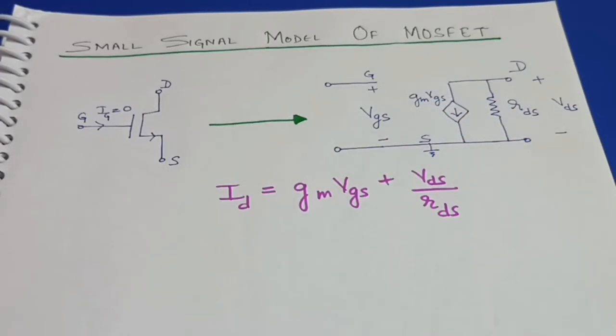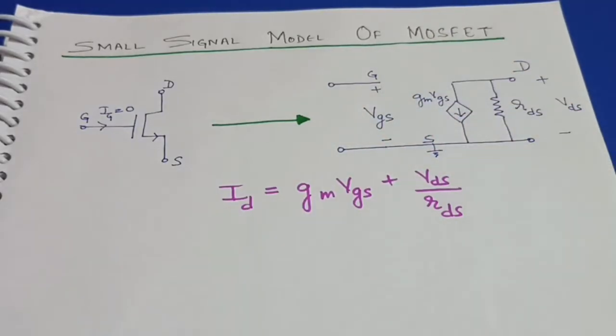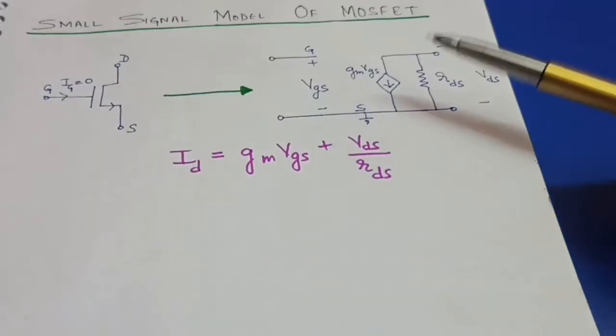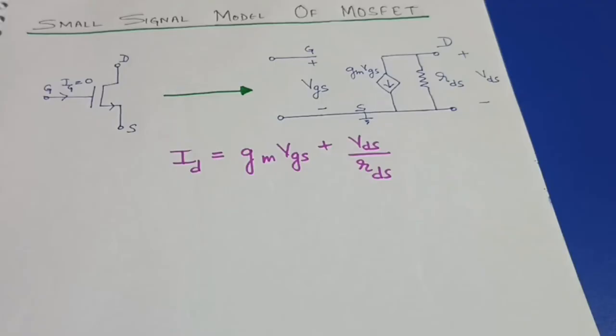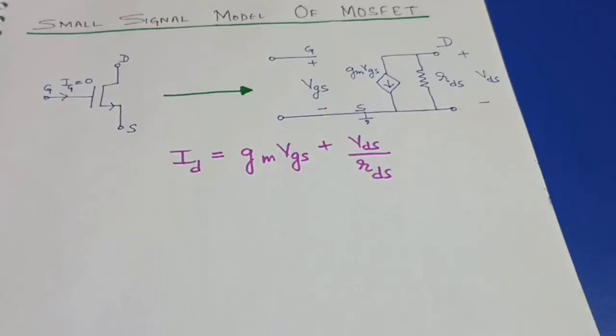So this open circuit between gate and source terminal indicates that the gate current Ig is 0. Now this gm, that is the transconductance, and rds represents the dynamic drain resistance. Now guys, these gm and rds are the small signal FET parameters. So in this video, I am going to discuss these FET parameters in detail.